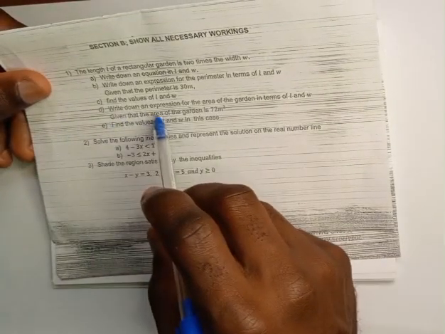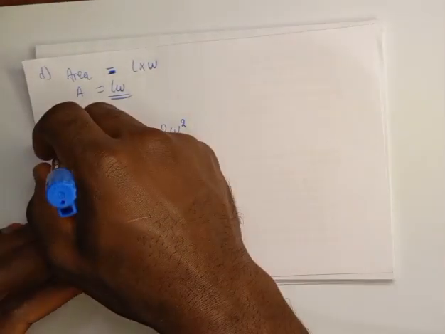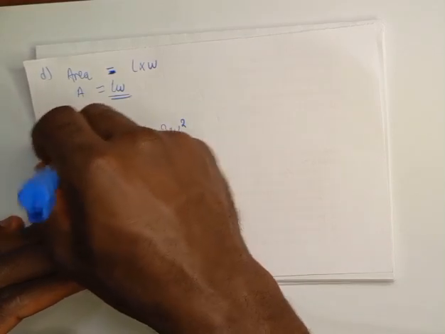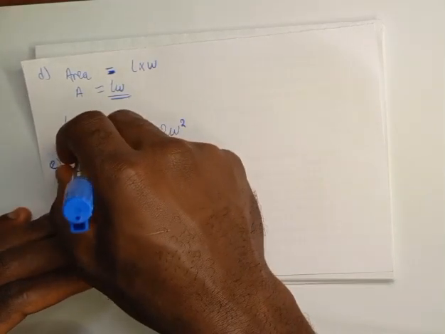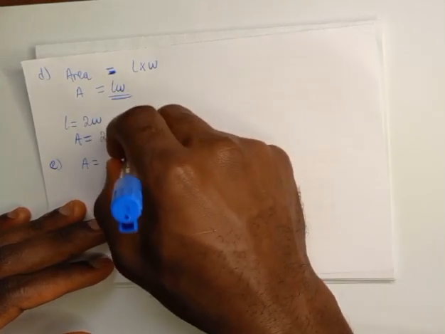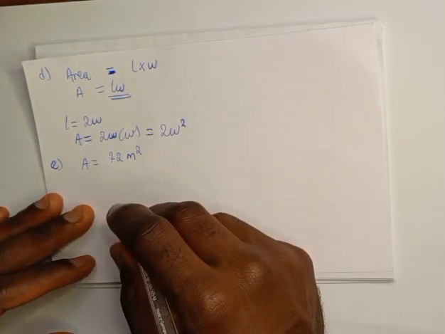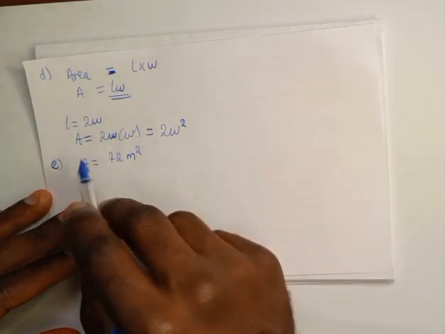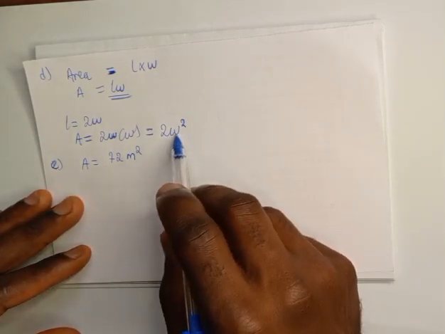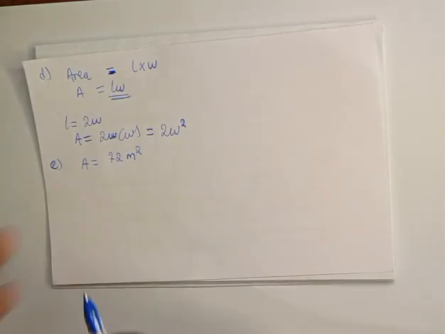It says that given that the area of the garden is 72 meters squared, find the values of L and W in this case. That's question E. We have been given that the area is equal to 72 meters squared. We have to find L and W. First, we are going to start by equating 2W squared to 72 meters squared so that we can find the width.